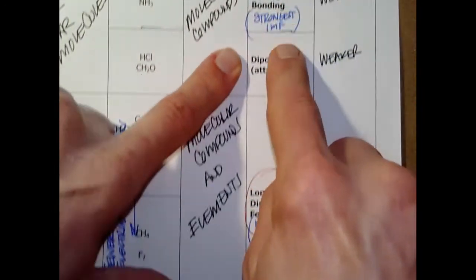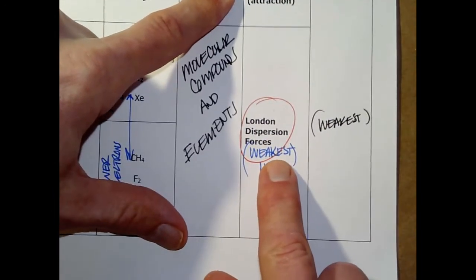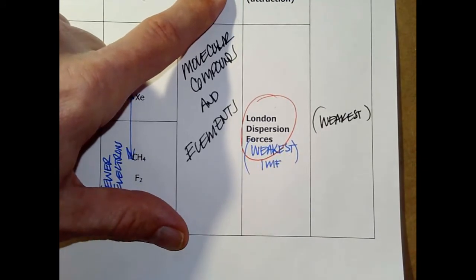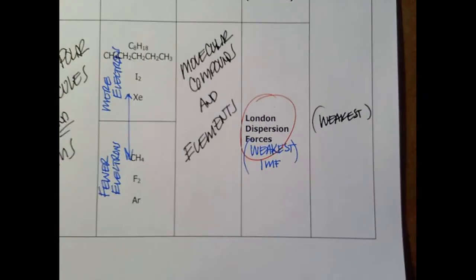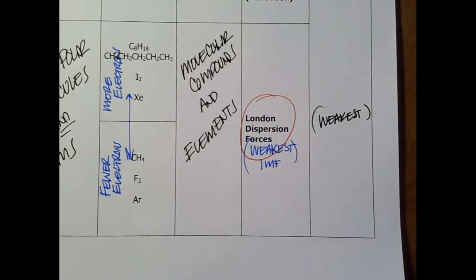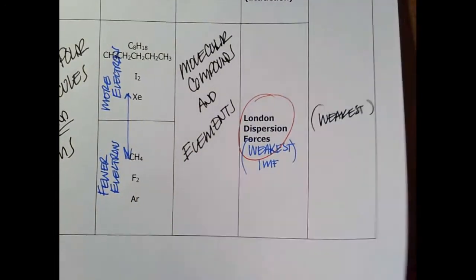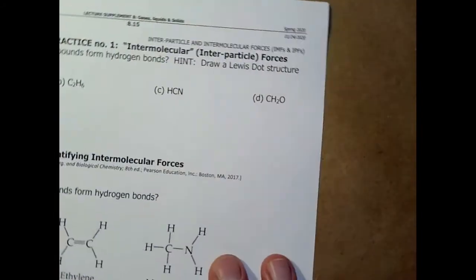And if I get all the way down my list, I go, well, the only thing making the particles stick together are London dispersion forces, which everybody always has, but it's our last force to check. Let's wrap this up on page 8.15.